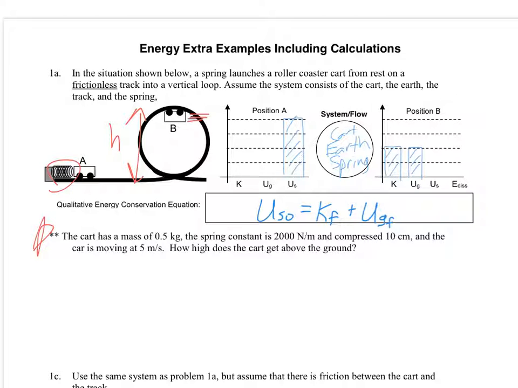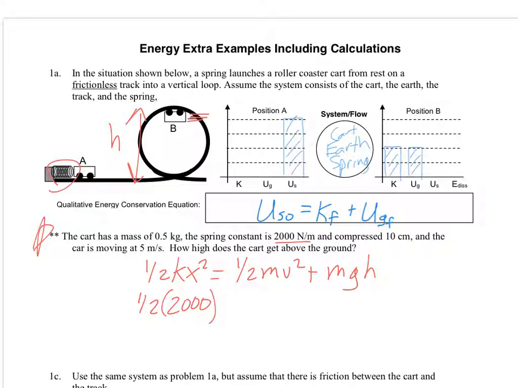Well, U_S is elastic energy, which is 1/2 kx squared. Kinetic energy is 1/2 mv squared, and gravitational potential energy is mgh. I know that k is the spring constant, and it says here that it is 2,000 newtons per meter. We know that it was compressed 10 centimeters. That's in the wrong units, so I'm going to change that to meters. So that's 0.1 meter, and remember, you've got to square that value.